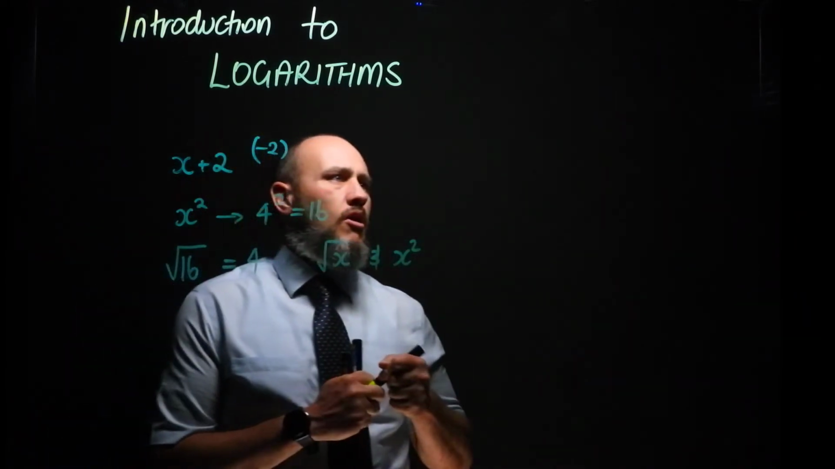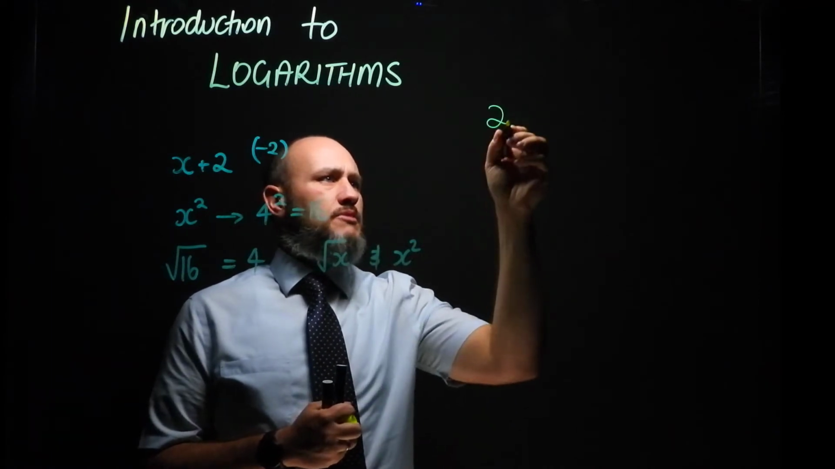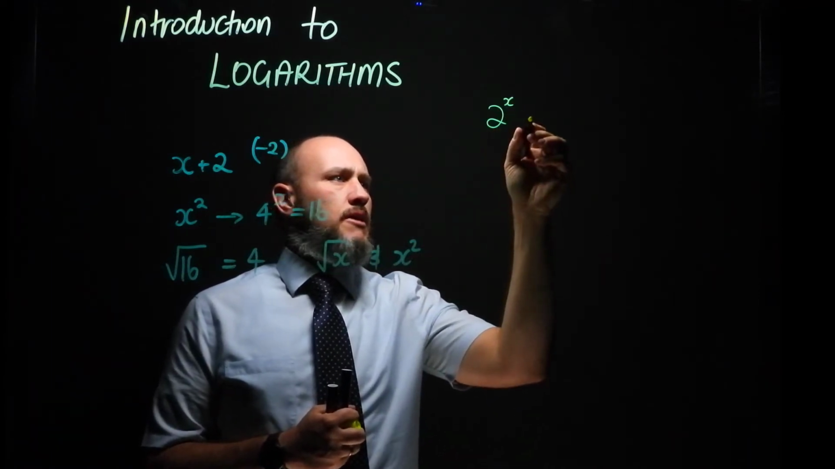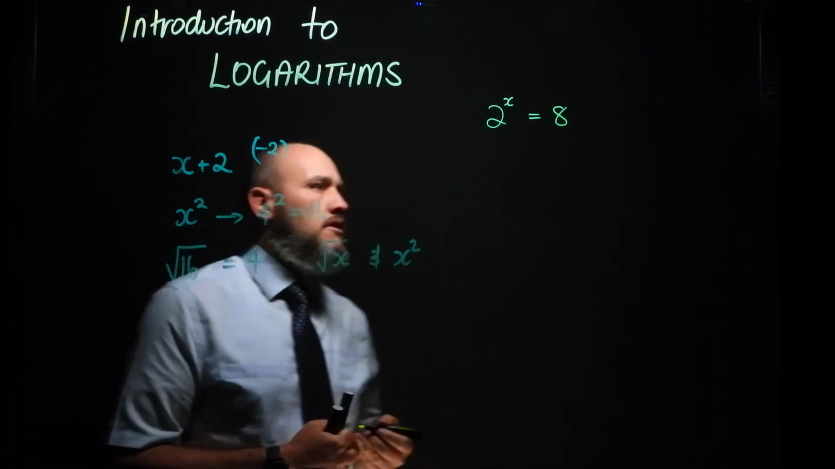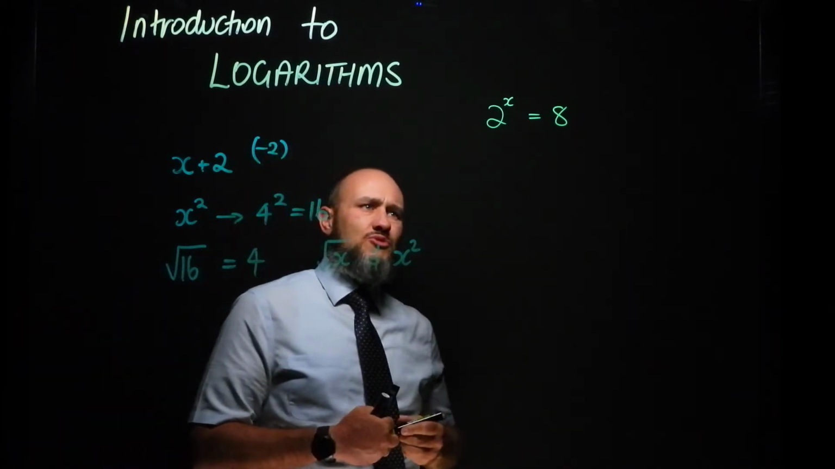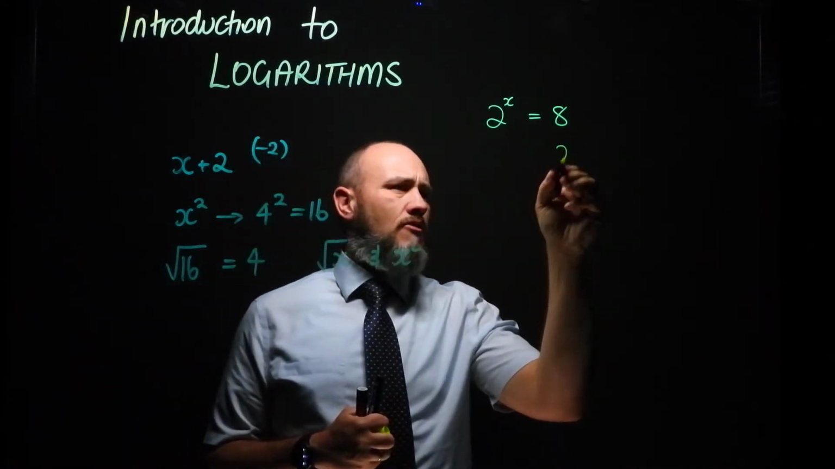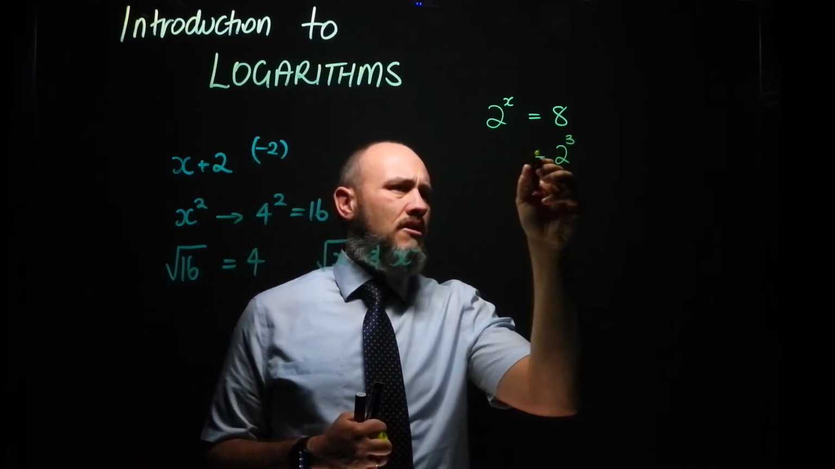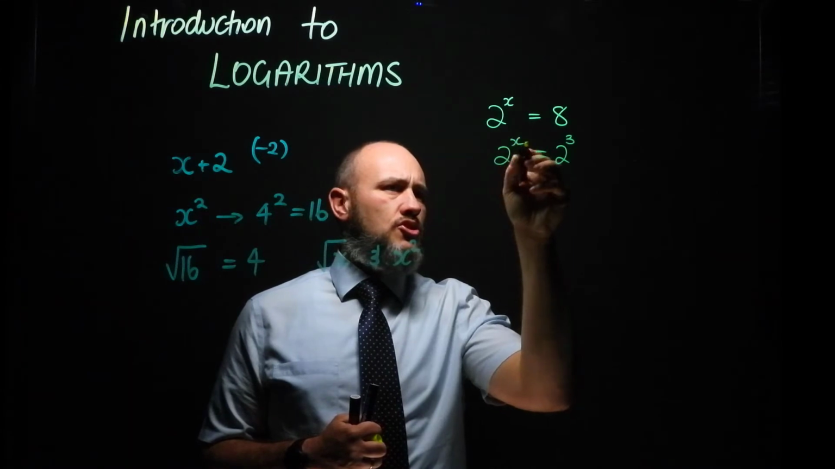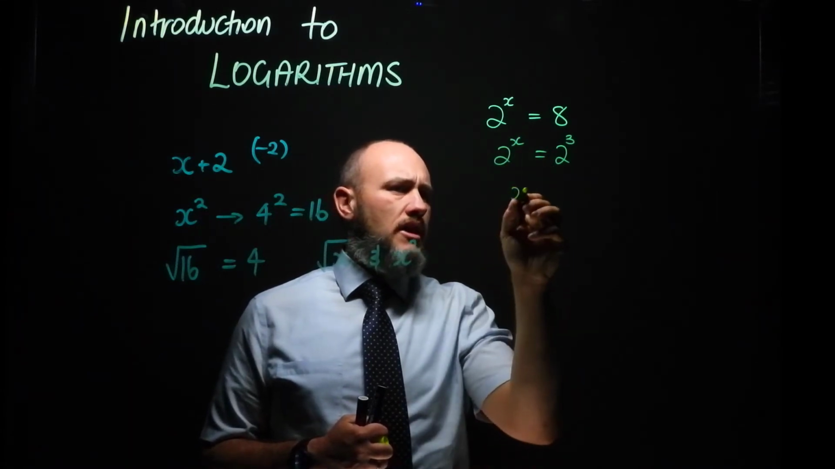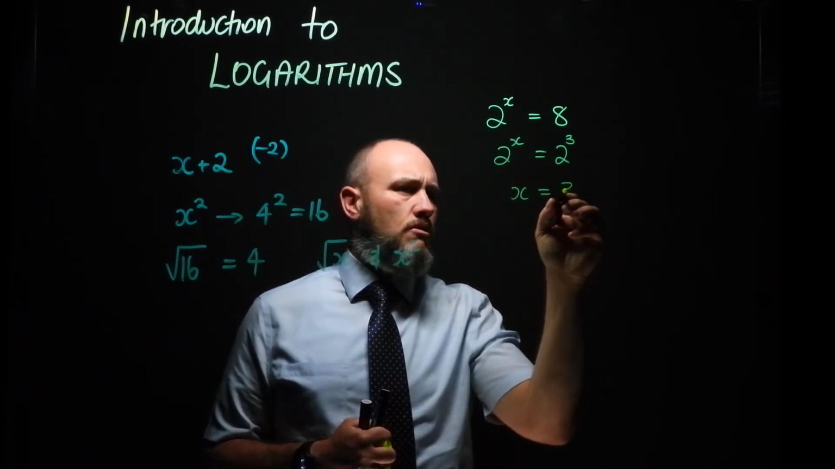So, I've got this problem. It's a common exponential. You've done a few of these. 2 to the power of x equals 8. Okay, so happy days there. 2 to the power of x equals 8. We don't need logarithms for this because we know 8. Well, another way of writing 8 is 2 cubed. So 2 to the power of x equals 2 cubed. And so that means that x must be equal to 3.